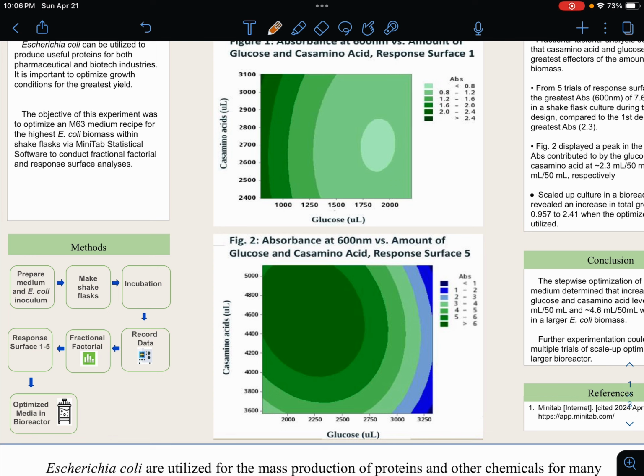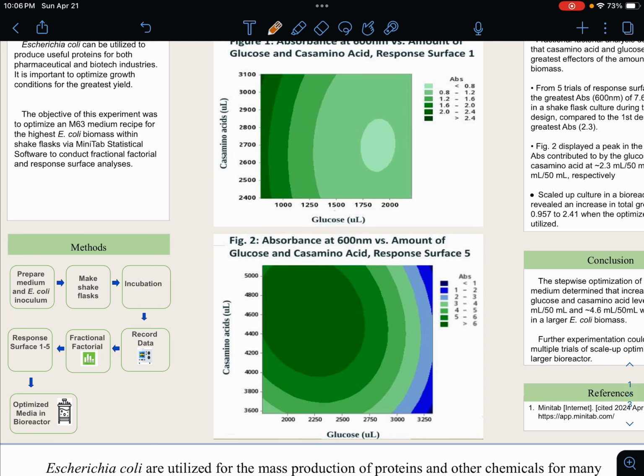Then you incubate. Then we would record the absorbance at 600. That's just the thickness of the culture or the medium when light is going through it using the spectrophotometer. You're going to get some scattering of that light. If it's very thick, then that's a higher absorbance. That means more cells are suspended. Then you would use this data to design a fractional factorial.